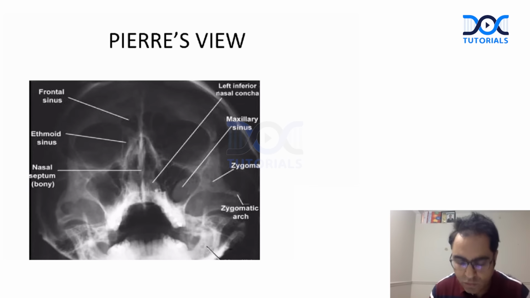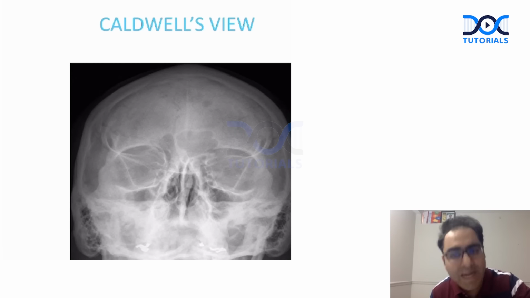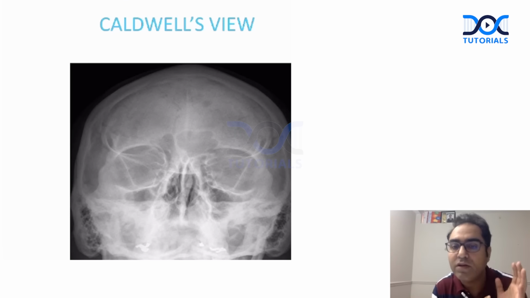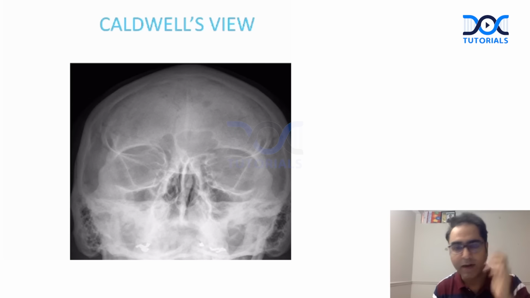Now another view for sinus is Caldwell view, which is rarely done. Caldwell view is technically occipito-frontal view. Water view is occipito-mental view. Caldwell view is the best X-ray view for frontal and ethmoid sinuses. The best X-ray view for the maxillary is the Waters view. And the best X-ray view for sphenoid sinus is X-ray skull lateral view.